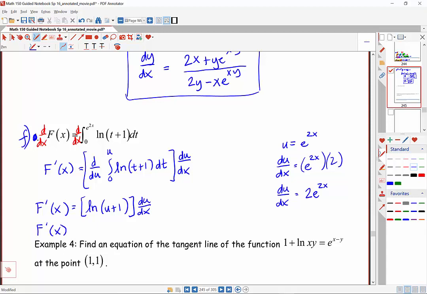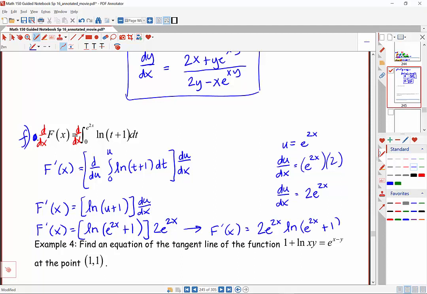So then capital F prime of x will be natural log at u, which was e to the 2x, and then du dx was times 2e to the 2x. And I guess we could clean it up a little. Capital F prime at x will be 2e to the 2x times natural log at e to the 2x plus 1. Okay? All right.